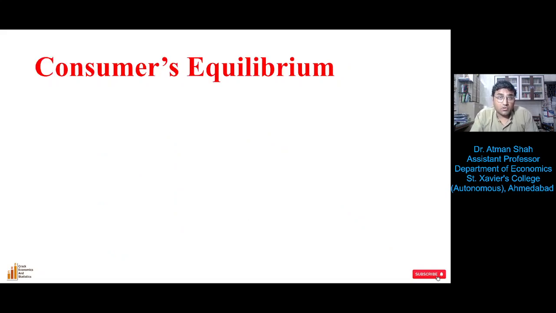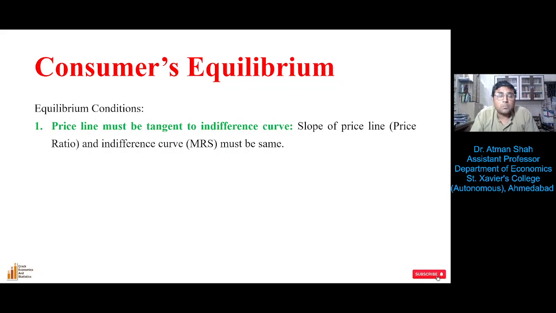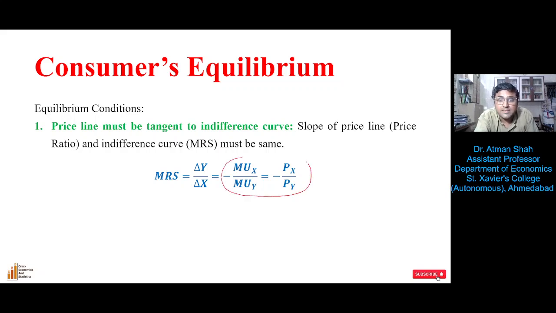Now, what is consumer's equilibrium, or how do we achieve consumer's equilibrium? There are two equilibrium conditions. One, the price line must be tangent to the indifference curve. At the tangency point, the slope of the two curves must be the same: the slope of the indifference curve, that is MRS, and the slope of the price line, that is the price ratio. If we rewrite this, it says that MUX upon PX is equal to MUY upon PY, and this is nothing but the equimarginal utility principle.